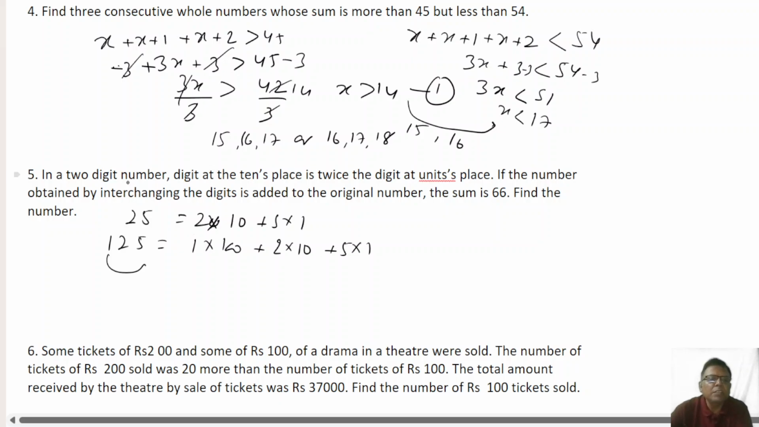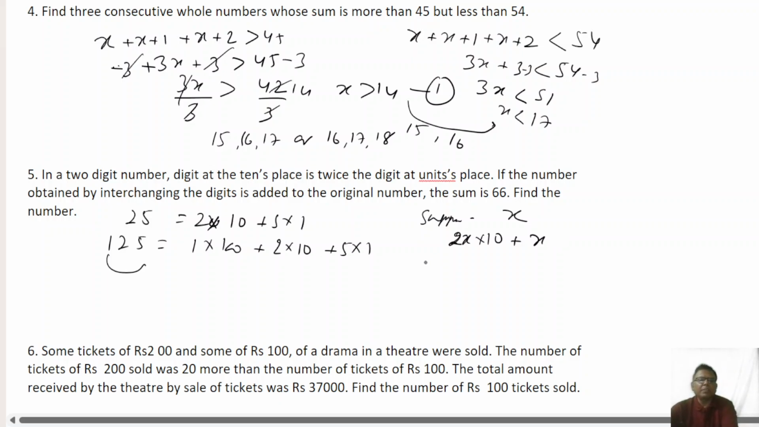So here what is telling is that in the two-digit number, the digit at tens place is twice the digit at unit place. Suppose the number at unit place is x. Then what will be the number? That is 2x into 10 plus x. That will be the number.